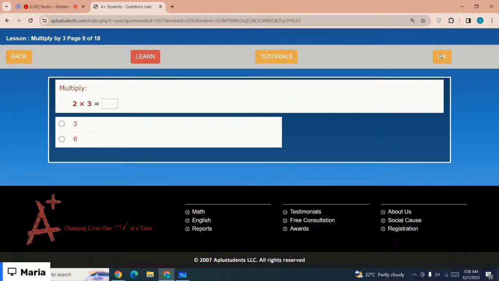2 times 3 equals. Yes, the correct option is 6. 3 times 2 equal 6.